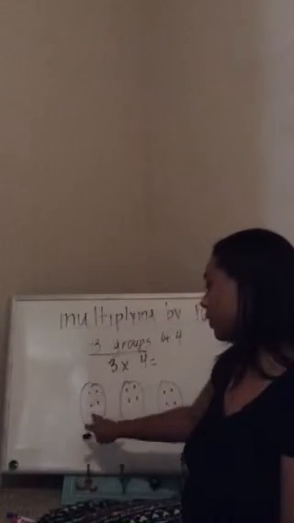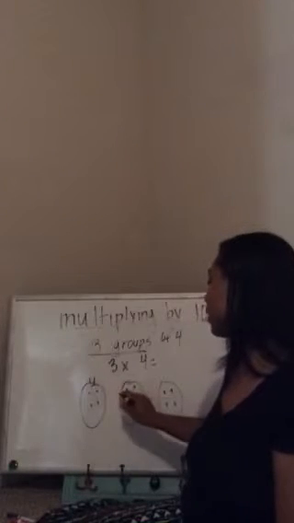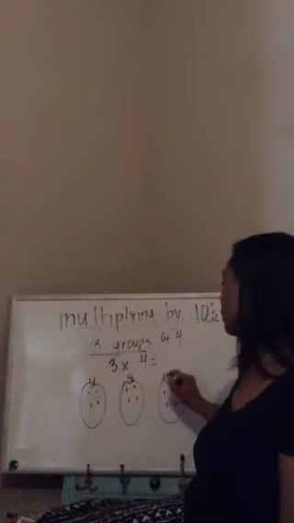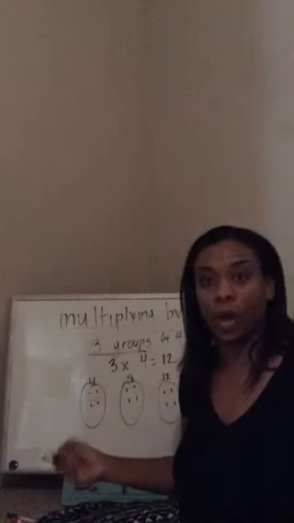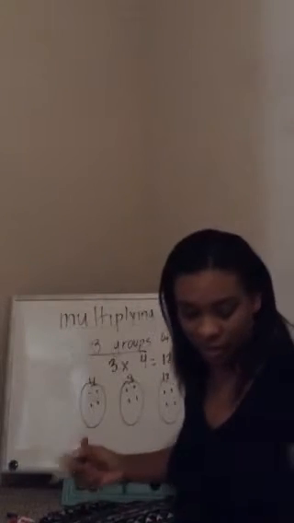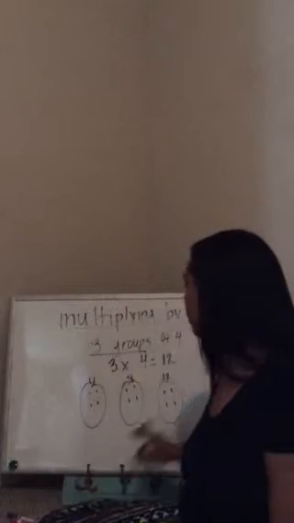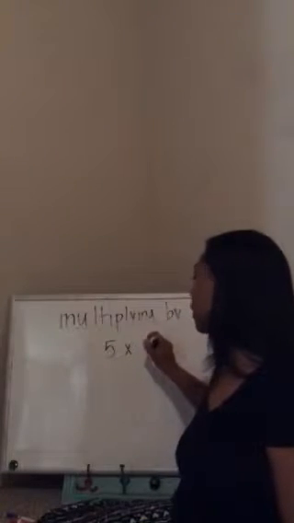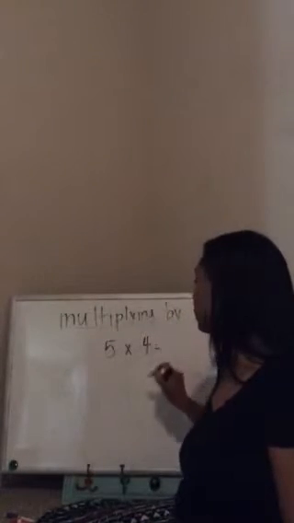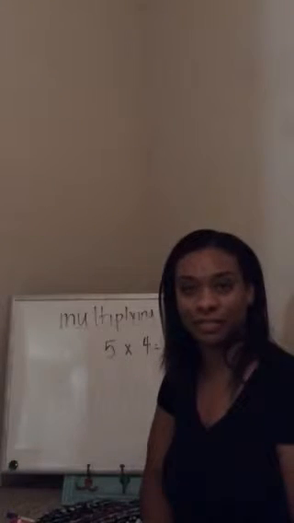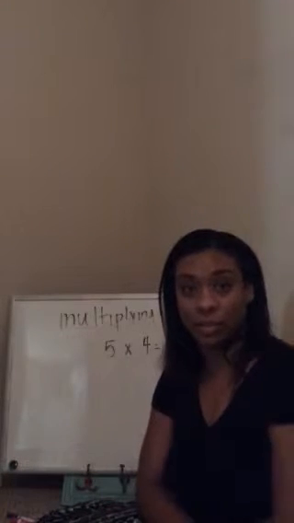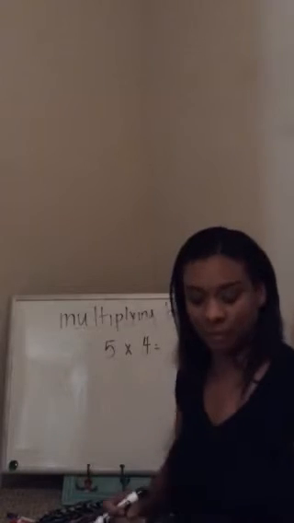In order to get our answer, or our product, we're going to simply add up all the equal groups. 4, 8, 12. My answer is 12. Wow, you did that. Now let's practice. Your turn. Please draw a picture to show me 5 groups of 4. Pause the video and solve. Restart it again to begin your next part of the lesson.